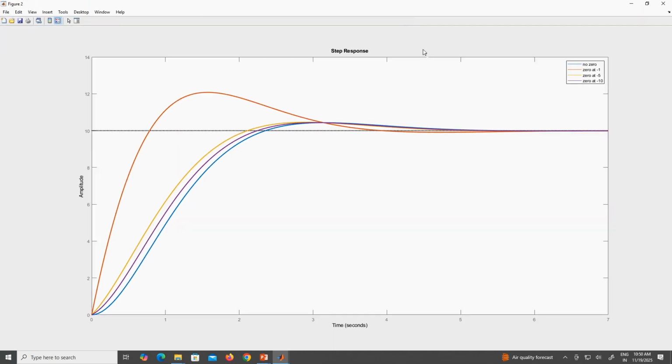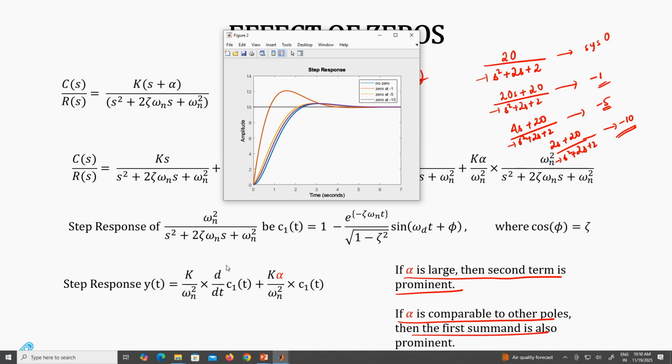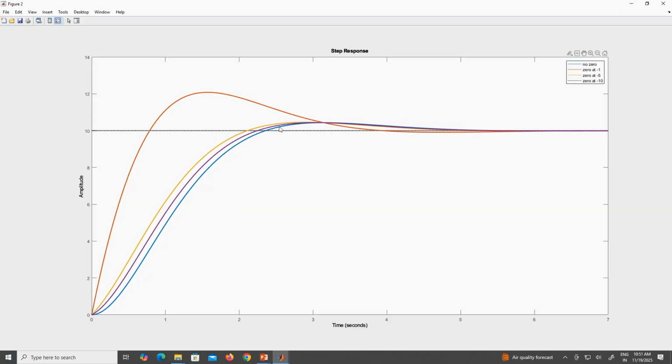So, let us look at this response. You see in the response, when there is no zero, this is the blue curve, this is the standard second order case. When there is minus 1, you see the orange curve. See the response, because the first term in this case is getting predominant. For minus 5, see it is very near to the blue one. So, in case of minus 5 also the effect is quite negligible, at minus 10 it is almost negligible. See, as t becomes higher, the effect is almost negligible. It is only in the transient part that there is some effect of those zeros.